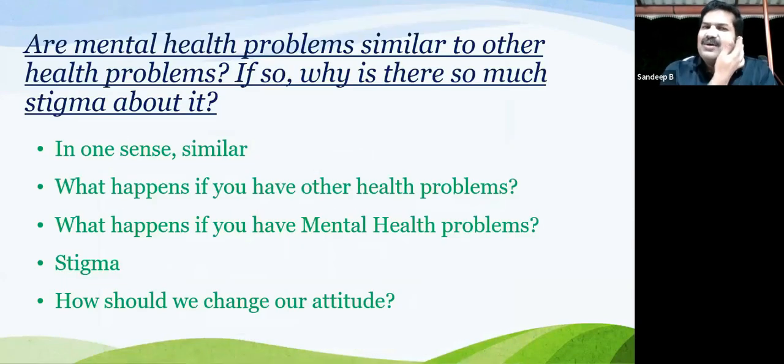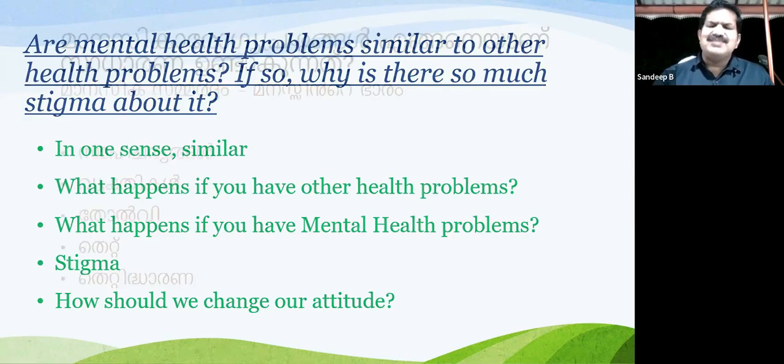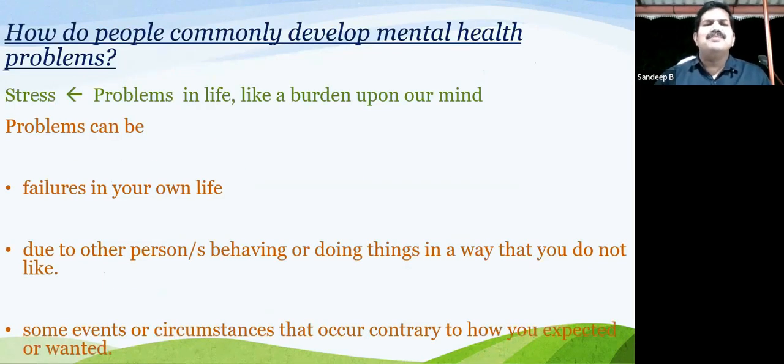So are mental health problems similar to other health problems? In one sense, it is similar only. When we have some cardiac problem, we would go to a cardiologist. When you have ENT problems, we'll go to an ENT surgeon. When you have some eye problems, we'll go to an ophthalmologist. But when you have mental health problems, actually people tend to go to various people, and because of various reasons, they are very reluctant to go to a psychiatrist because of the stigma. So each one of us has to change our attitude towards these mental health problems.